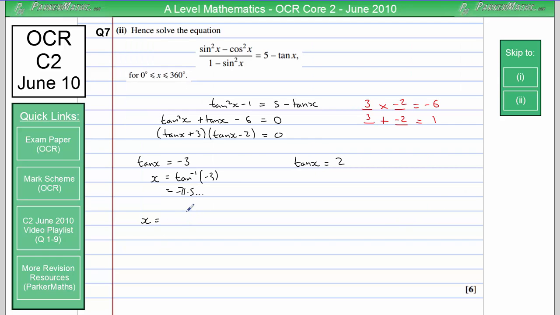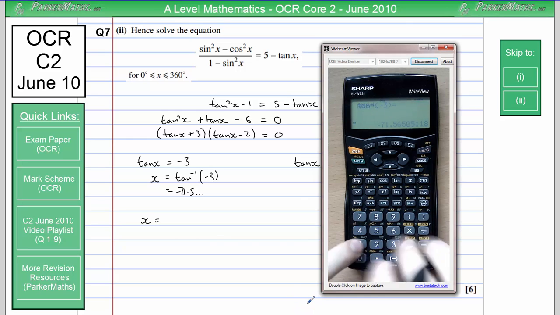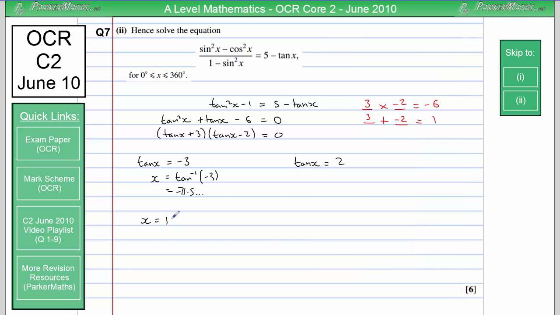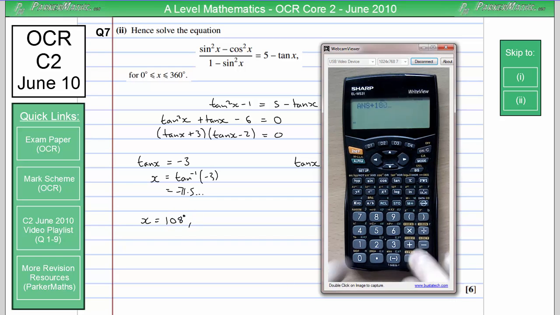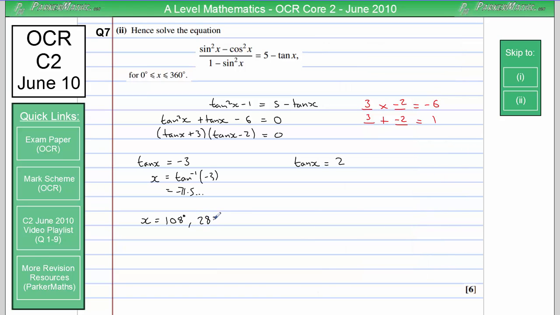So to get my solutions, I'm going to take this one and add 180 to it twice. And the first one is 108 to three significant figures. And the next one is 288 to three significant figures. If I was to add another 180, that would take me past my limit of 360.